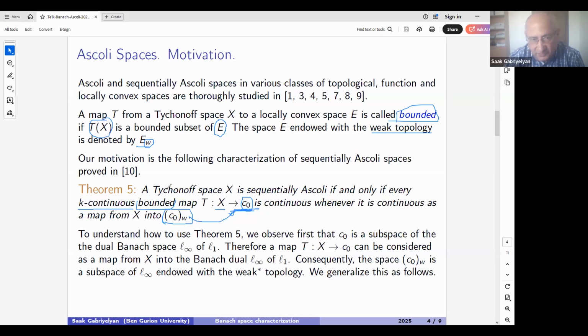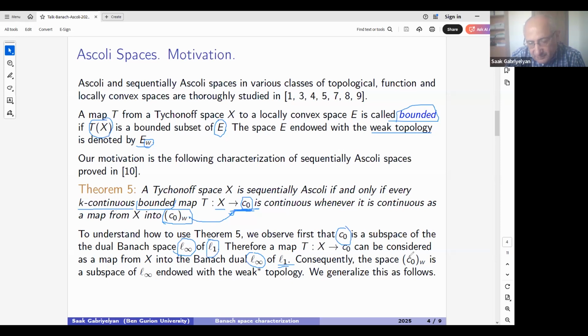Later, I come back to the theorem, posing some open problems. Now, to understand how to use theorem 5, we observe first that C0 is a subspace of the dual Banach space L infinity, which is the dual space of the Banach space L little 1. Therefore, the map defined in theorem 5 can be considered as a map from X into the dual Banach space L infinity of the Banach space L little 1.